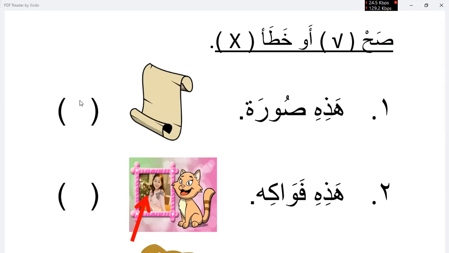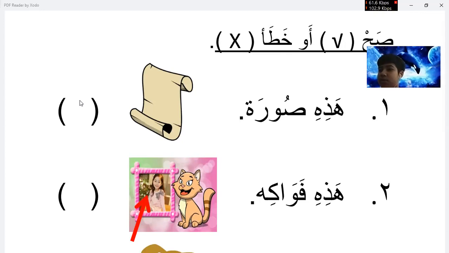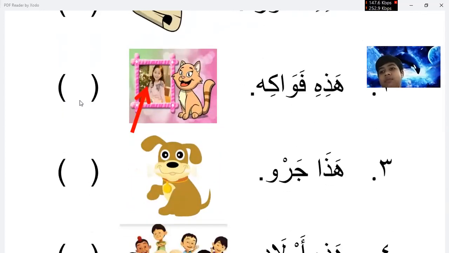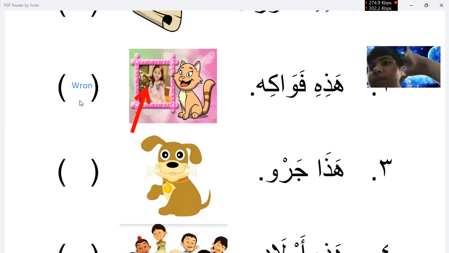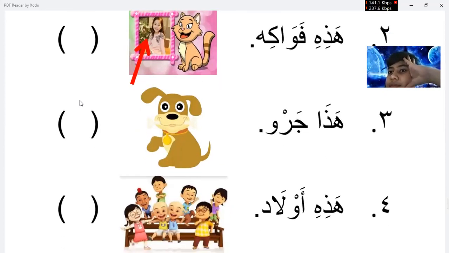What is the meaning of Surah? Surah is picture. Correct. Oh, I basically know the answer. The answer is wrong. Khata. What is fawaki? Fawaki is probably fruits. Correct. Yes.